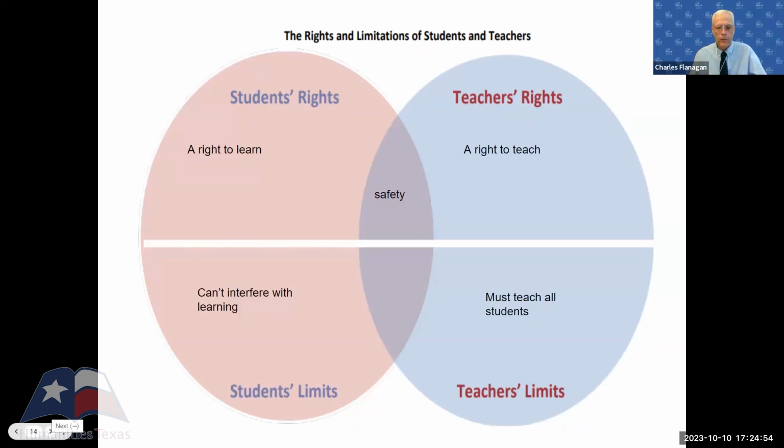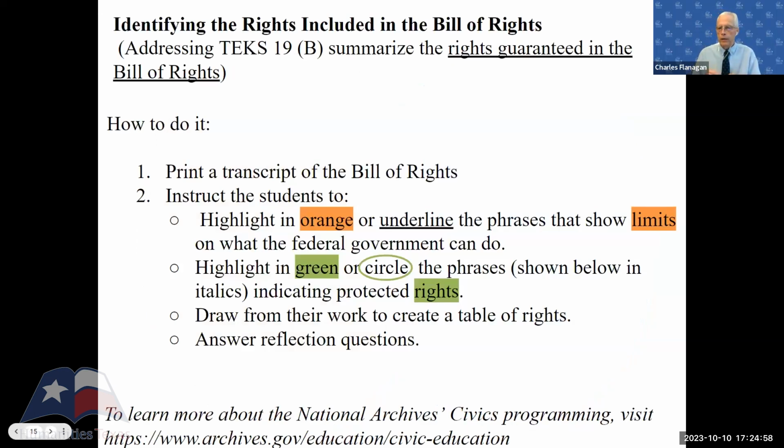Okay, you've done this. You've had them think about what rights are. And now you're ready to look at the actual Bill of Rights. And this is an activity that we engage in. We have these direct to classroom programs, which are free. It's a virtual meeting where a National Archives educator will come to your class. And one of the programs is on the Bill of Rights. I put where to find out more about it at the bottom of this slide, archives.gov/education/civic-ed.